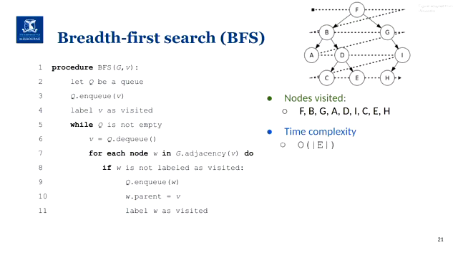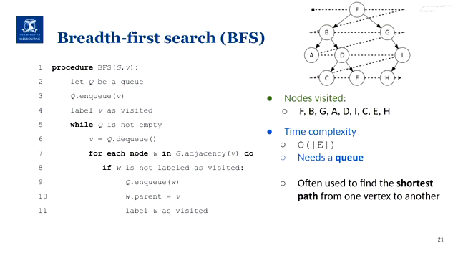In terms of time complexity, it's the same complexity as depth first search. Worst case scenario, we will need to check every single edge, and it needs a queue instead of stack. And this is often used to find the shortest path from one vertex to another. And the idea behind this is every step we're assessing all nodes that are from a given distance.